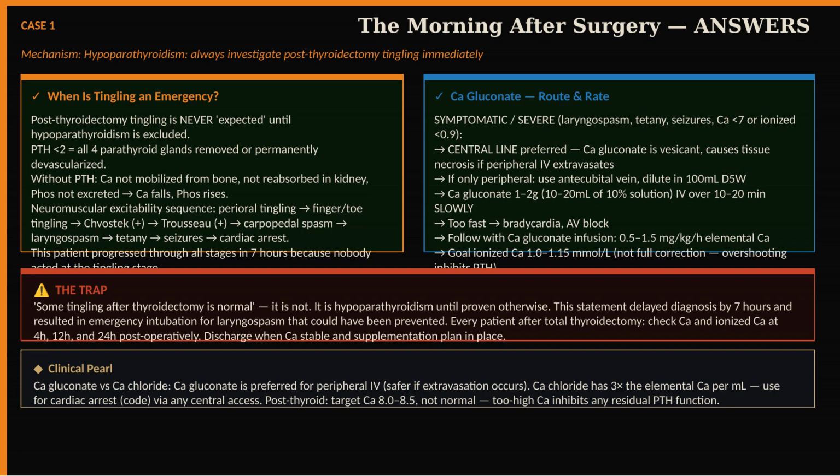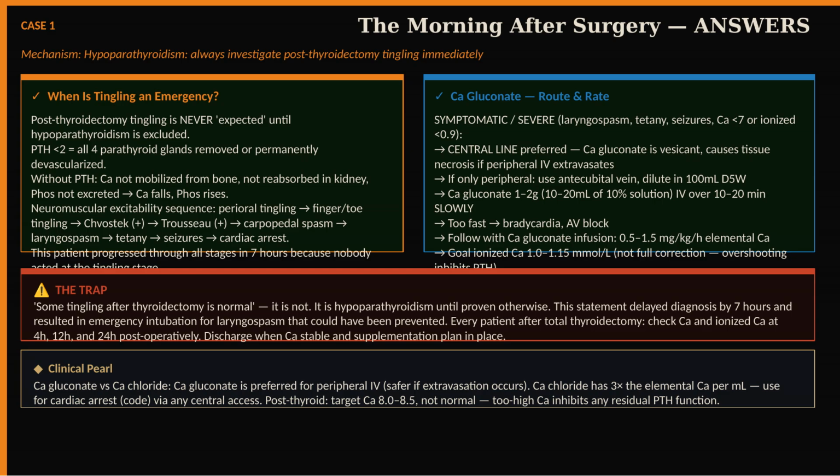Let's be blunt. Post-thyroidectomy tingling is never expected until you've excluded hypoparathyroidism. A PTH under 2 means all 4 parathyroid glands were removed or devascularized in the operation. Without PTH, calcium can't be mobilized from bone, can't be reabsorbed by the kidney, and phosphate isn't excreted. So calcium falls, and phosphate climbs.